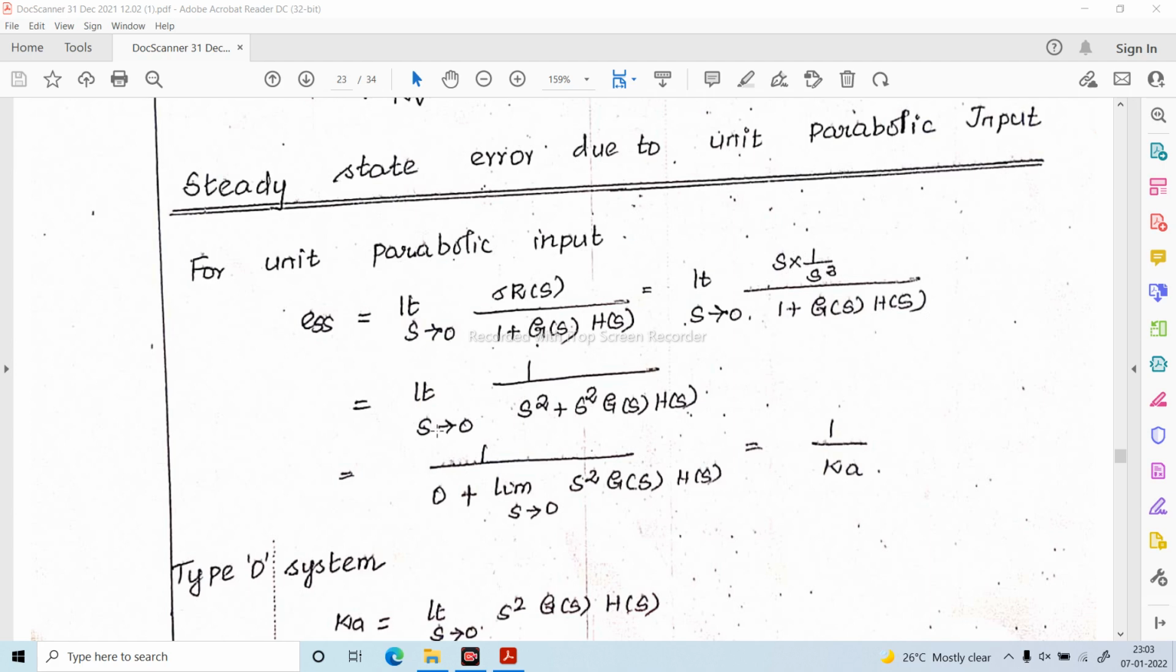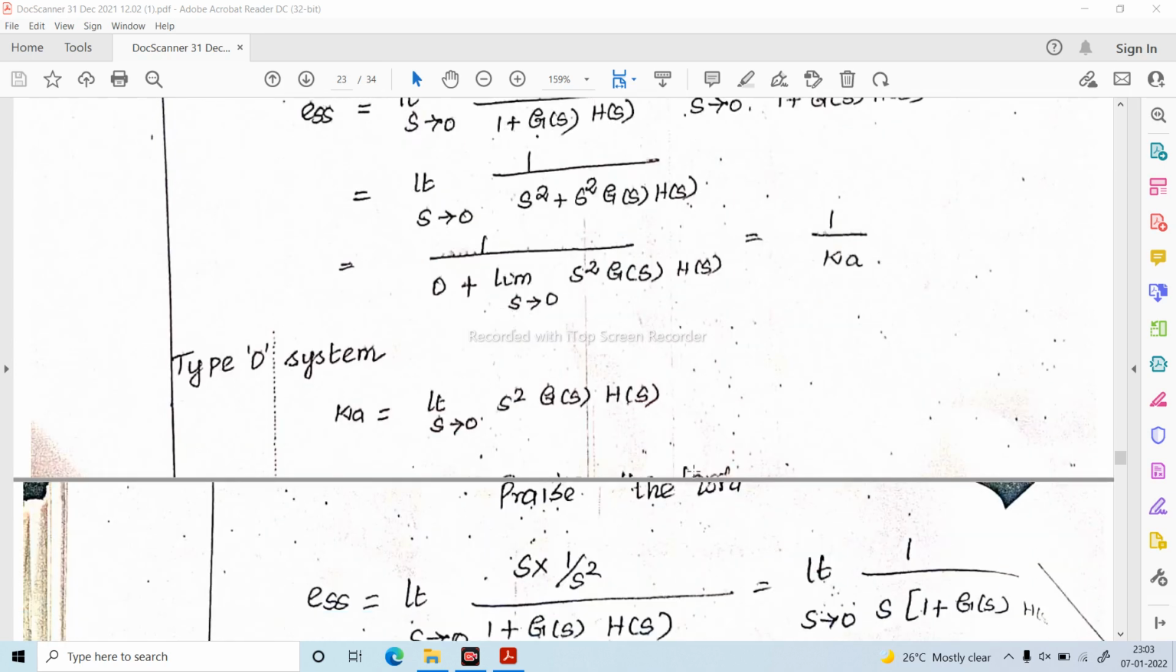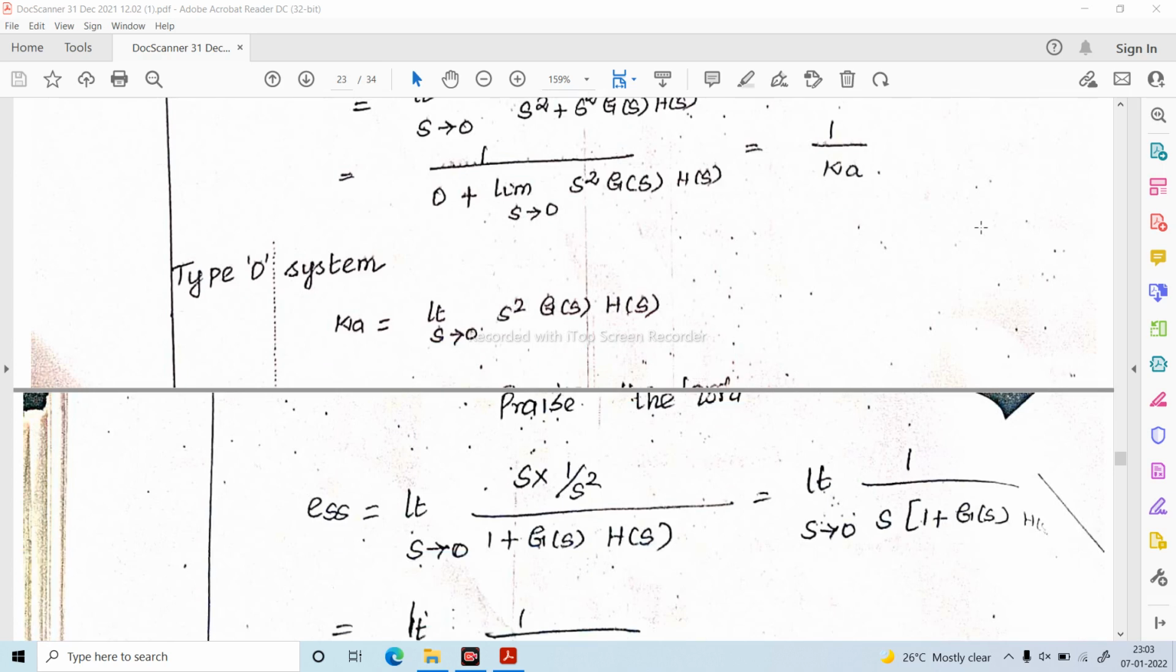So limit s tends to 0, 1 by s square plus s square into g of s into h of s. Okay, if you put s is equal to 0, the first term gets cancelled and for the second term you have to apply the limit. Limit s tends to 0, s square into g of s into h of s. Okay, this value equal to Ka. Ka is the acceleration error constant. Okay, and what is ESS? ESS is 1 by Ka.